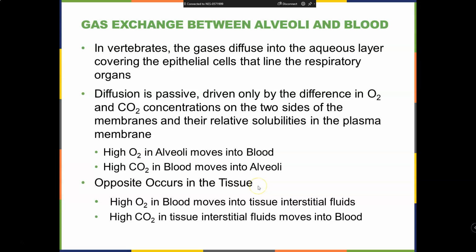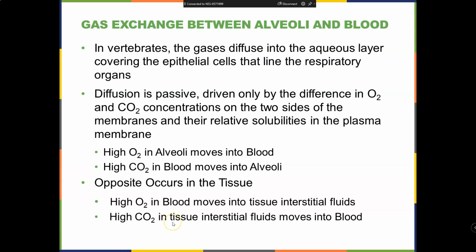The opposite occurs in tissues, right? So O2 that's concentrated in blood, when you move through tissues, if that tissue has a lower concentration of O2, which is almost always the case, the O2 moves out of the blood and into those interstitial fluids. And CO2 leaves those interstitial fluids and moves into the blood because it has a lower concentration than tissues.